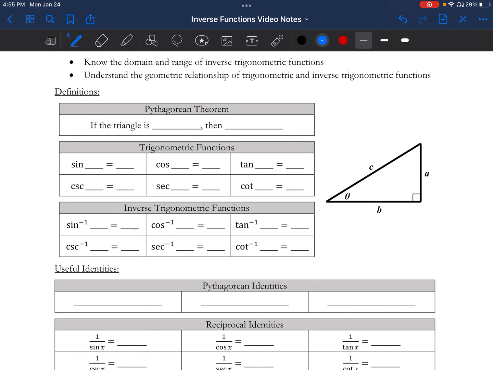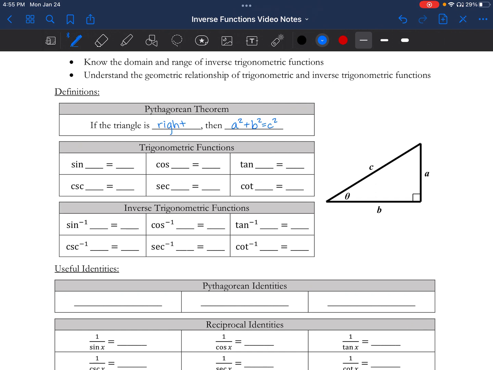So the first thing I wanted to mention to you is what the Pythagorean theorem says. I know everyone automatically jumps to the last part, but the first part says that if the triangle is a right triangle, as in it only works for right triangles, then a squared plus b squared equals c squared. There's actually different relationships if it's not a right triangle.